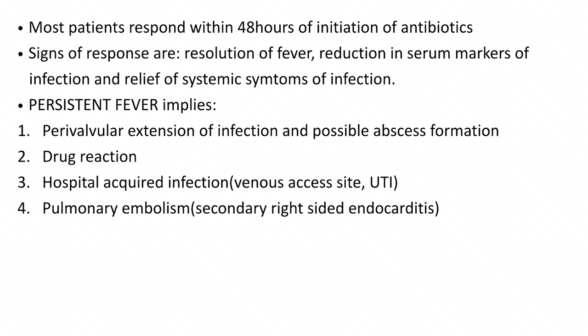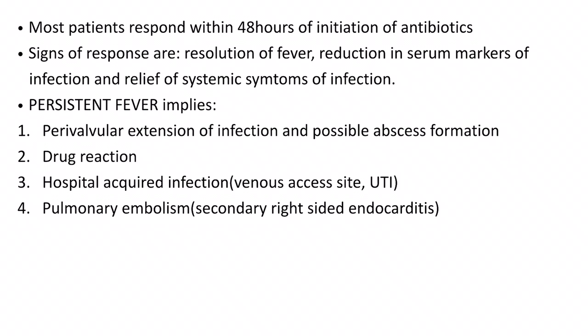But in case there is a persistent fever, there can be 4 possibilities. Persistent fever implies there can be a perivalvular extension of the infection and possible abscess formation, which means a progression. Second, it could be a drug reaction. When drug reaction is suspected, you can withhold all the drugs and look for resolution of symptoms. And third possibility could be a new onset hospital-acquired infection.